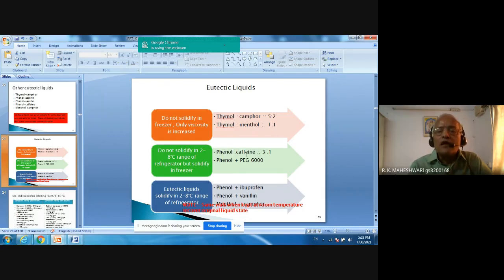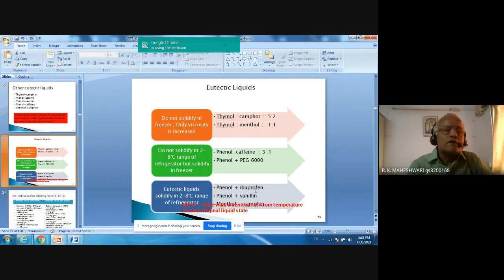Now phenol and caffeine in 3:1 ratio, this eutectic liquid does not solidify at 2 to 8 degrees centigrade, but it solidifies in the freezer. Phenol and PEG 6000, the ratio I do not remember, but I made a eutectic of PEG 6000 and phenol also. I could not write it in my copy, so I don't know the ratio. But you can try phenol and PEG 6000, and you will have to determine in what ratio they should be mixed so that you get a eutectic liquid.